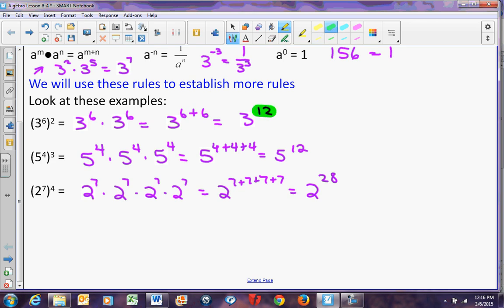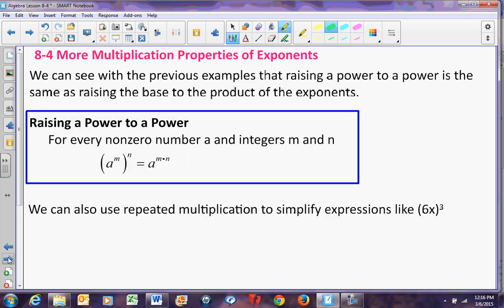If we look closely at our powers, we have 3 to the 12th, 5 to the 12th, 2 to the 28th. Well, if we look here, 6 times 2 is 12. 4 times 3 is 12. 7 times 4 is 28. Which leads us to another property of exponents.